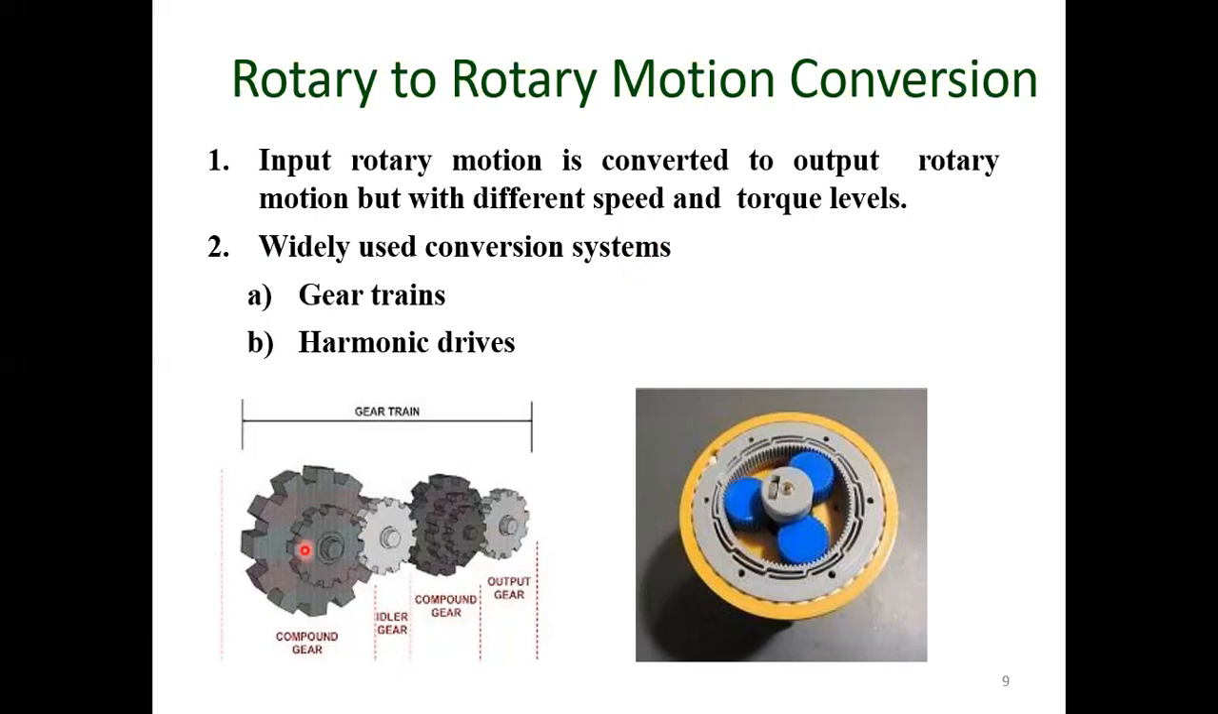This is an example of a gear train. A gear train means gears connected in series or in compound conditions. These are the gears. In harmonic drives, there is an outer gear and an inner gear, and the inner gear transfers the rotary motion to the output gear. These are the harmonic drives. We are going to discuss gear drives and harmonic drives.